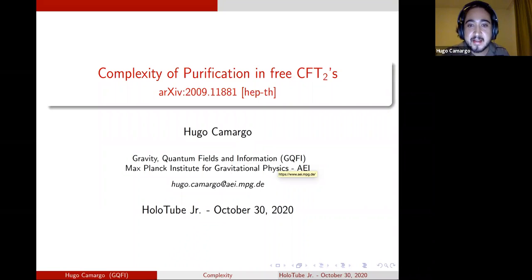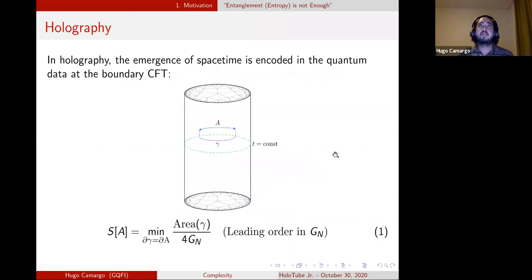So, let's go. This talk is going to be about the intersection between gravity and quantum information science via holography. And as many of you know, one of the main characters in this study has been entanglement entropy. The reason is that in holography, the emergence of spacetime is encoded in quantum data at the boundary CFT, and entanglement entropy has opened a way of looking at quantum information properties in holography.